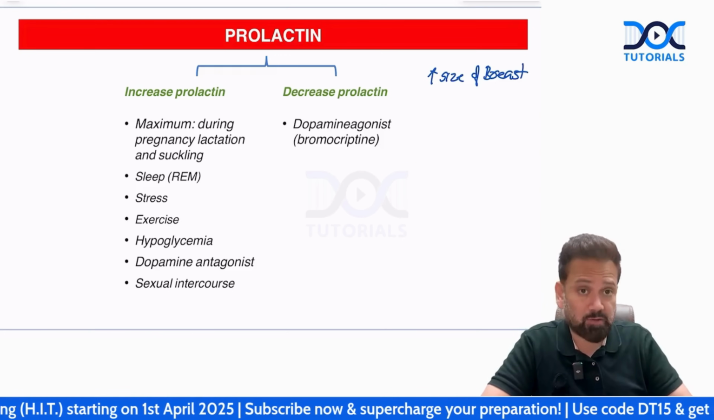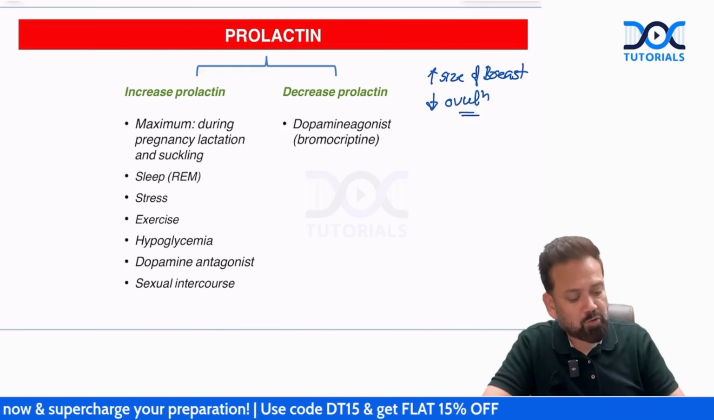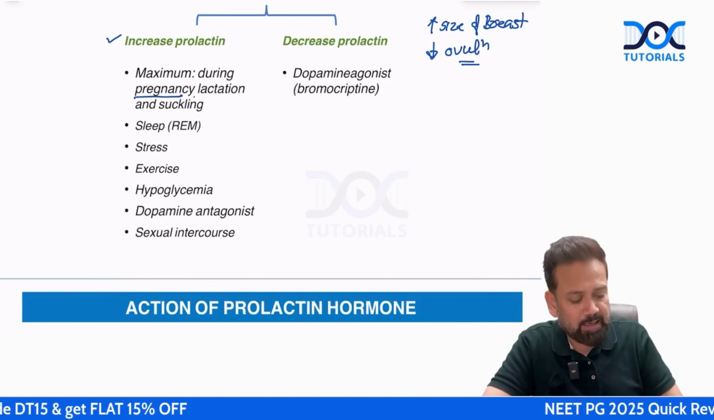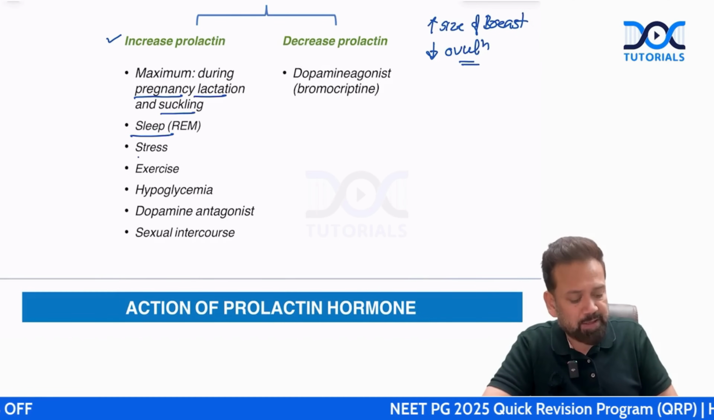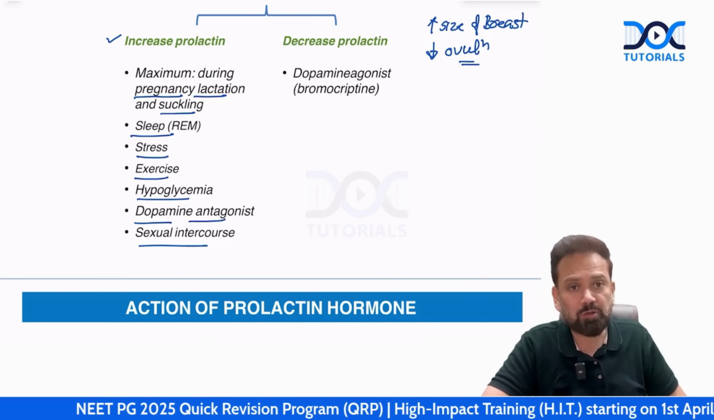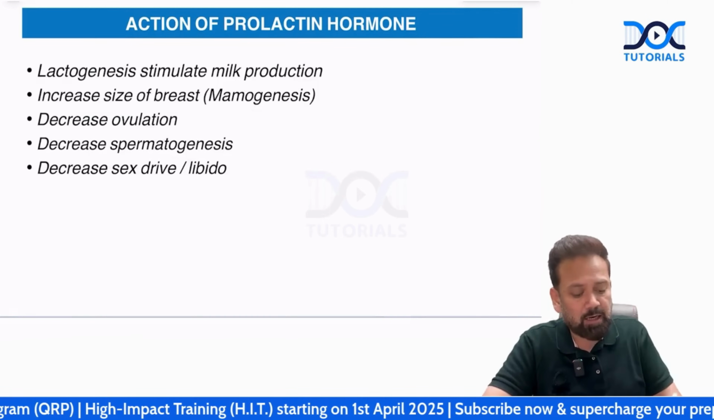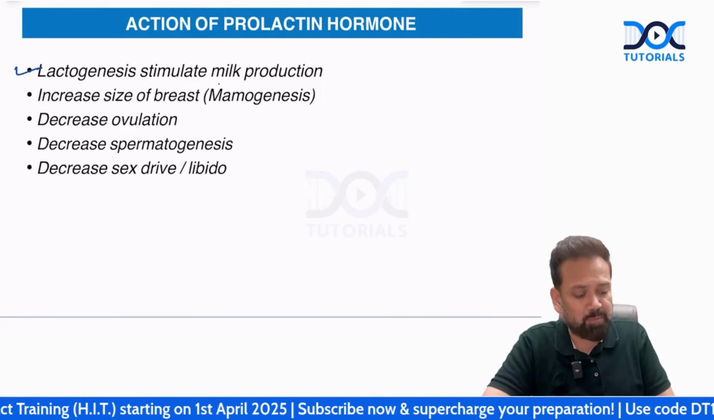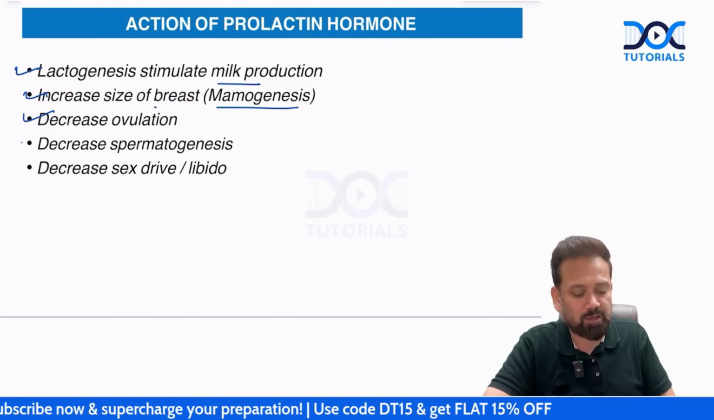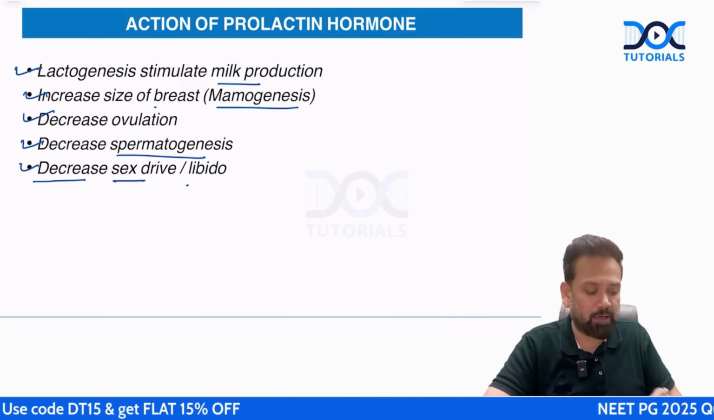Mammogenesis. It also inhibits ovulation. Okay. So what are the factors that increase prolactin? It is maximum during pregnancy, lactation, suckling, REM sleep, stress, exercise, hypoglycemia, dopamine antagonist, and sexual intercourse. It is decreased by dopamine agonist like bromocriptine. Now, what are the actions? Lactogenesis stimulates milk production. Increases size of the breast, mammogenesis. Decreases ovulation, decreases spermatogenesis, and decreases sex drive or libido.